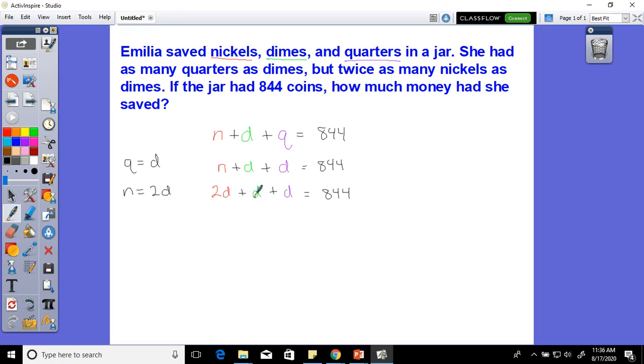All right, so now we're just going to combine like terms. So I have 2D plus another D plus another D. We'll have 2Ds plus 2 more Ds. That gives me 4D. We'll divide by 4. D is equal to 211. So that tells me there are 211 dimes.